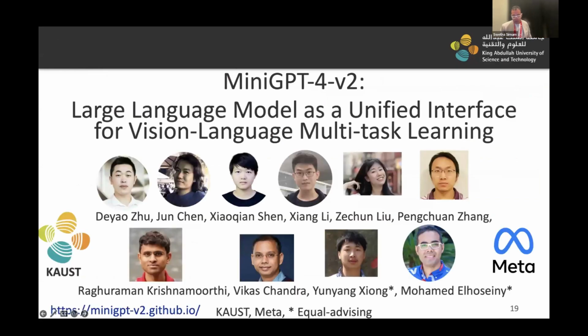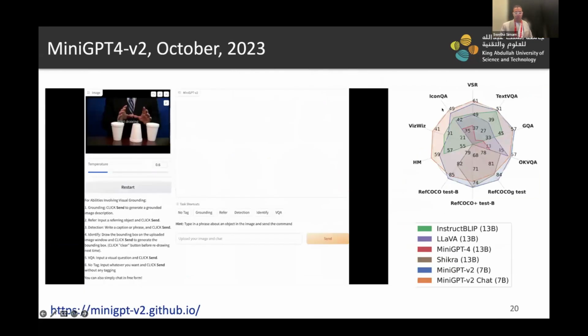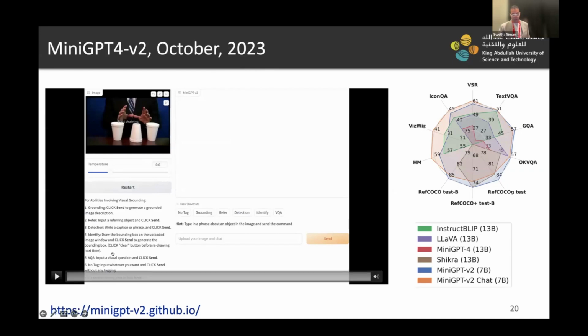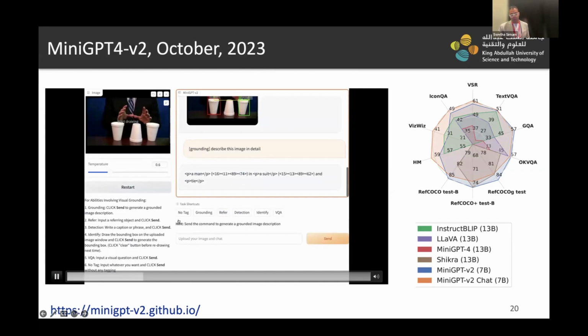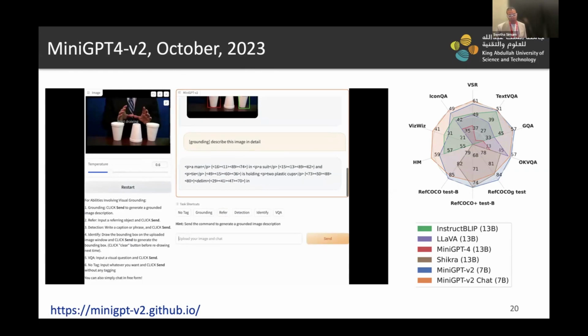All right. So later we introduced MiniGPT-v2, a second version of this, which enables grounding. This model can, for example, if you ask it to describe this image in detail, tell you that this image has two cups that are stacked on top of each other.